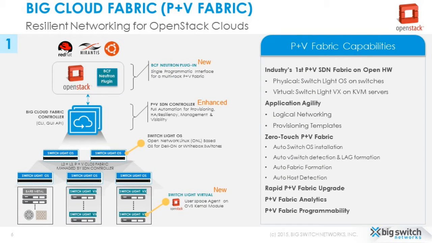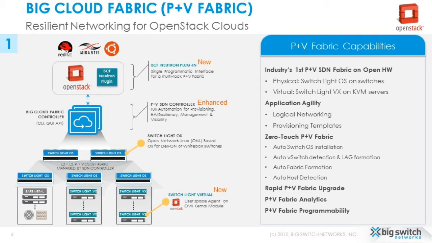Hello everyone. Big Cloud Fabric is industry's first P+V SDN fabric on open networking hardware. And as Sunit mentioned, Big Cloud Fabric controller manages both physical and virtual switch. Physical switch runs a lightweight switch-lite operating system. Key responsibility of this switch-lite operating system is to boot up the physical switch and program the switch forwarding table. On the hypervisor, we run switch-lite virtual, also known as switch-lite VX. This switch-lite virtual is a user space software agent on KVM-based Open vSwitch.